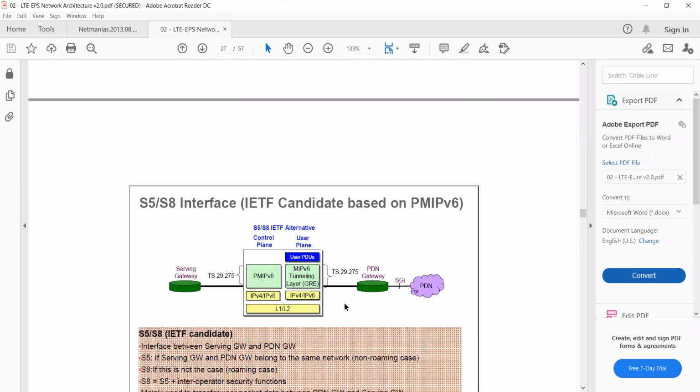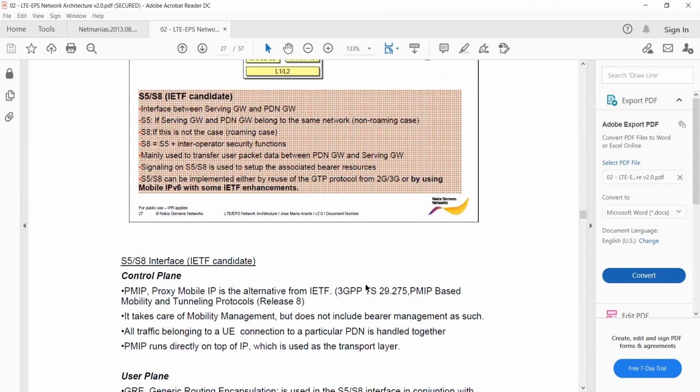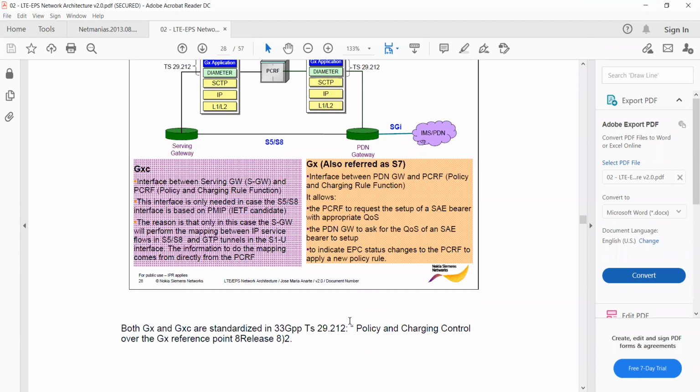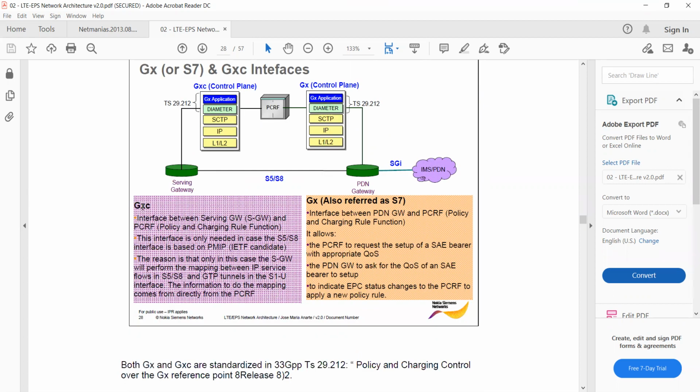Next comes the S gateway. The P gateway is connected to some external network, which we will see later via the SGI interface. Next thing is the PCRF. The P gateway is connected to the PCRF for charging policy and charging rules. That's how the Gx interface is used. You can write a heading, Gx interface.